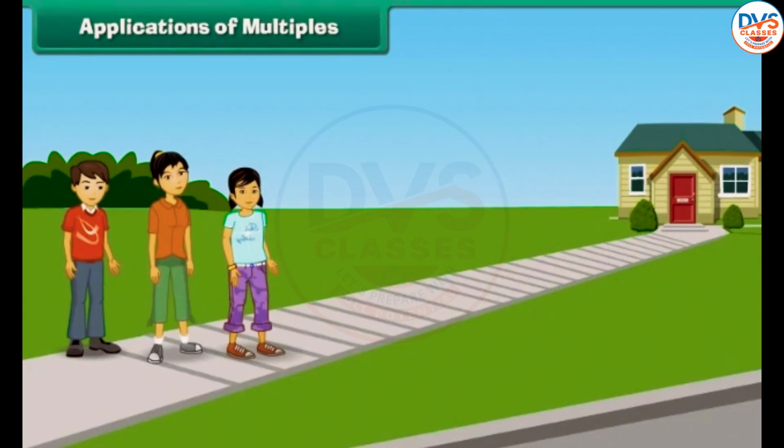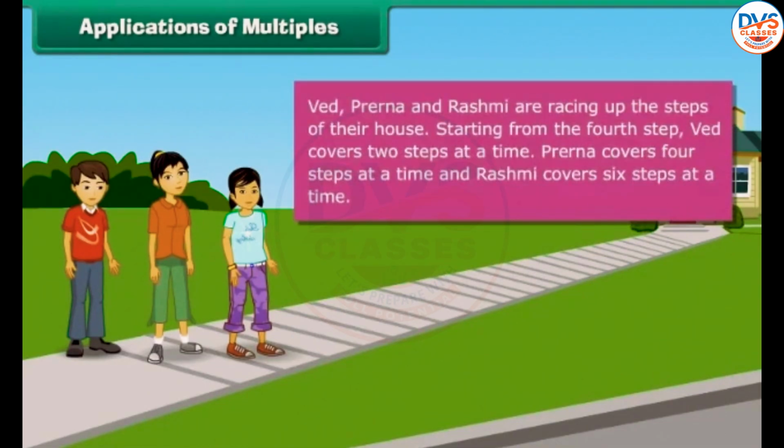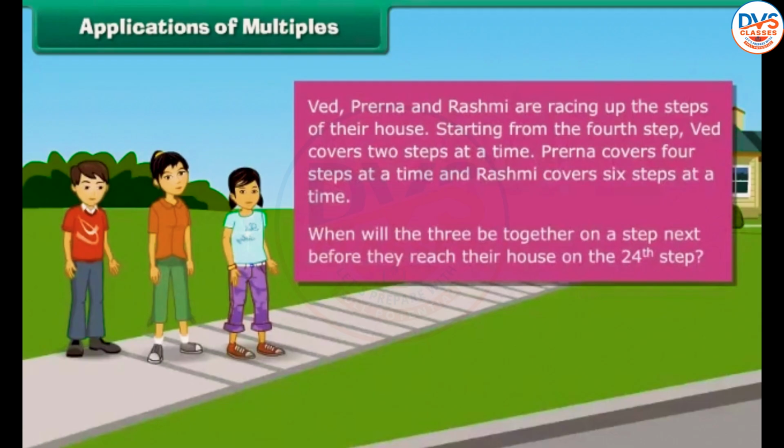Applications of multiples. Let us now apply the concept of multiples to some word problems. Ved, Prerna and Rashmi are racing up the steps of their house. Starting from the 4th step, Ved covers 2 steps at a time. Prerna covers 4 steps at a time and Rashmi covers 6 steps at a time. When will the 3 be together on a step next before they reach their house on the 24th step?